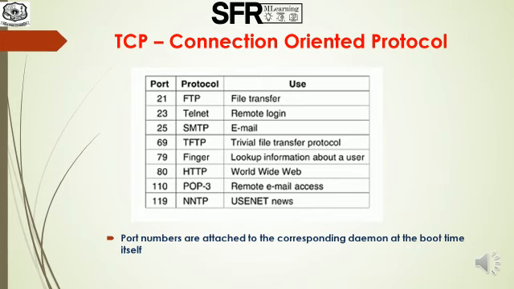In this table, some examples of the well-known ports. First, 21 is for FTP. So for file transfer, port 21 is used. For remote login, 23 is used. For email, 25 is used. And for TFTP, that is Trivial File Transfer Protocol, 69 is used. Like that, all ports below 1024 are reserved for standard services. These port numbers are attached to their corresponding daemon at boot time itself.